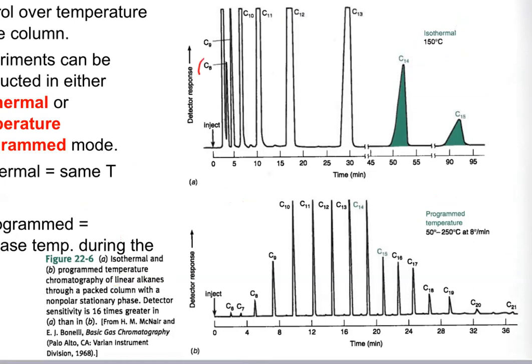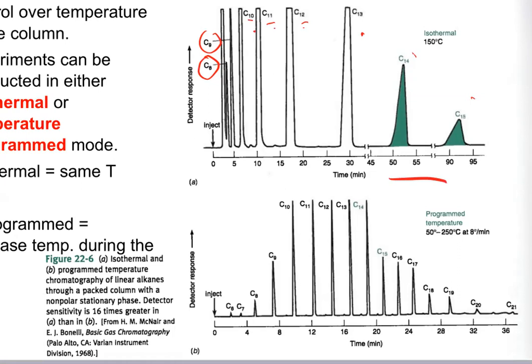So what we see here, all these labels are basically the number of carbons in that compound. So C8 is octane, for instance. We have the C9, C10, C11, 12, and so on down the list. Now notice that the later eluting compounds have a higher number of carbon atoms, and that's to be expected, right?